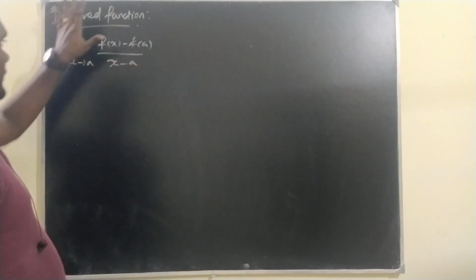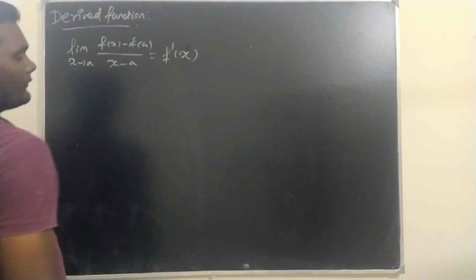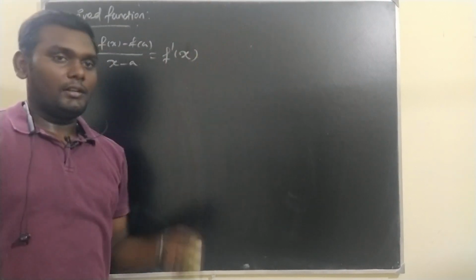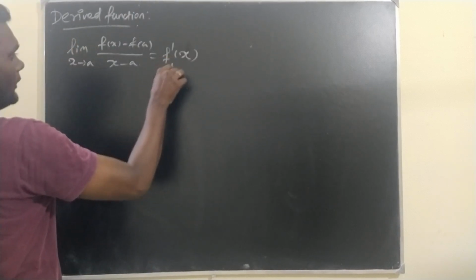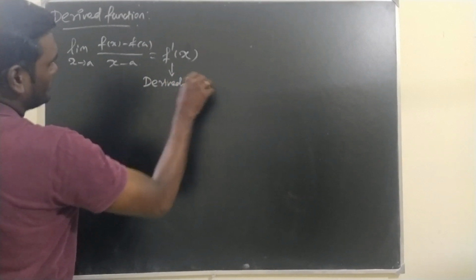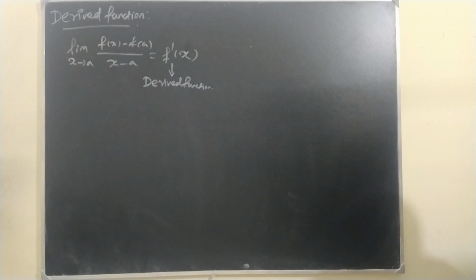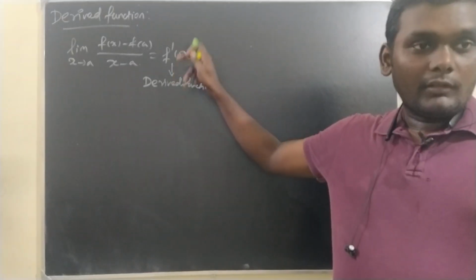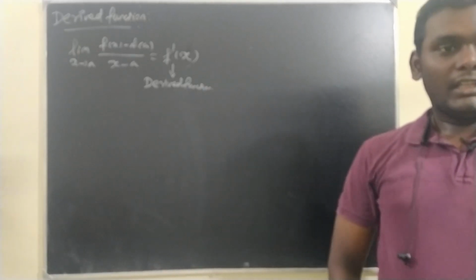This value, let me take it as f dash of x. This is a function which is derived from f of x. So this one over here is called the derived function, which is derived from f of x with respect to x. With respect to means what? x is the main variable here.